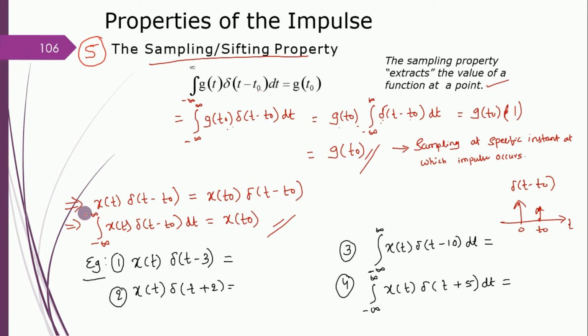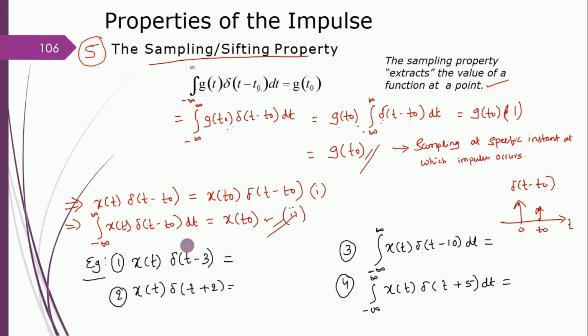I have written it once again. X of t into delta of t minus t naught will result in x of t naught delta of t minus t naught. Just understand here. If I put an integration of it, x of t naught, you take it common, integration of delta t minus t naught into dt will result in area equal to 1. 1 into x of t naught will result in x of t naught itself. These are the two parts of property five.